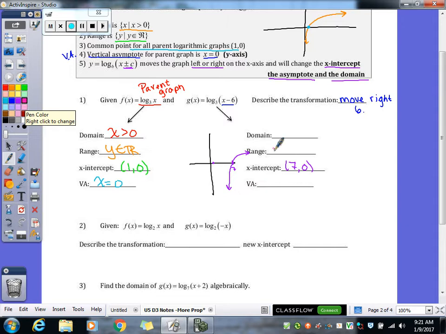Now your range would still be y as an element of the reals. That's not going to change. For our domain, though, our domain has been moved over 6. So whereas before it was x is greater than 0, it would now be x is greater than 6 because I moved it over 6. And then our vertical asymptote would also move over 6, so x equals 6 would be our vertical asymptote. So as I said above, your domain, your x-intercept, and your vertical asymptote changed. However, your range stayed the same.